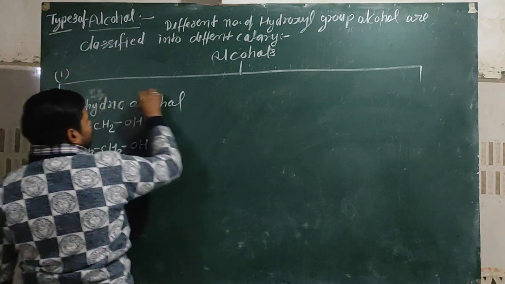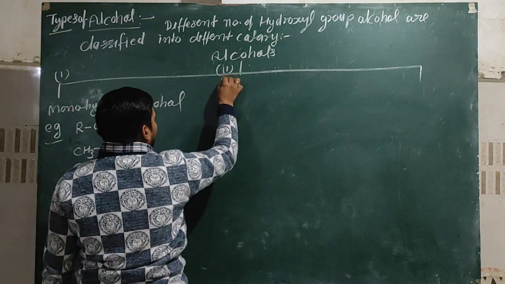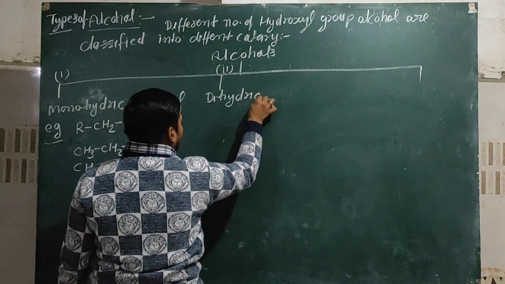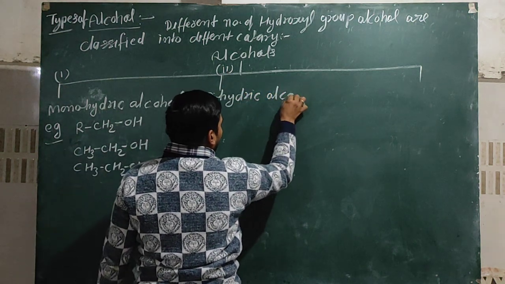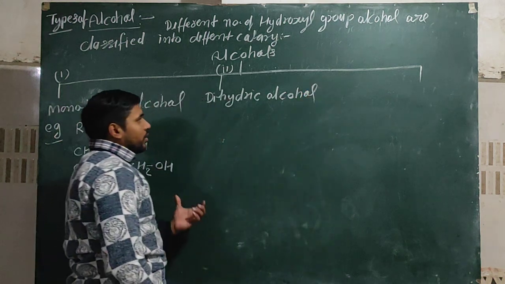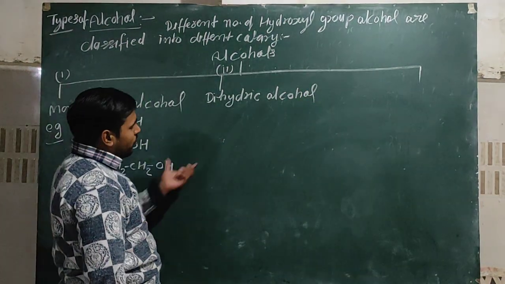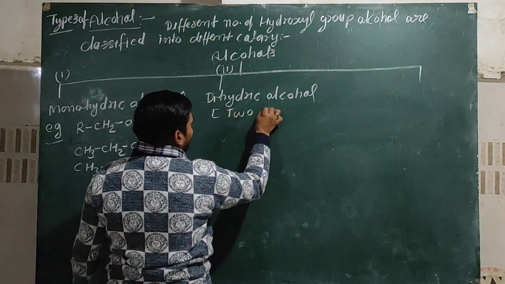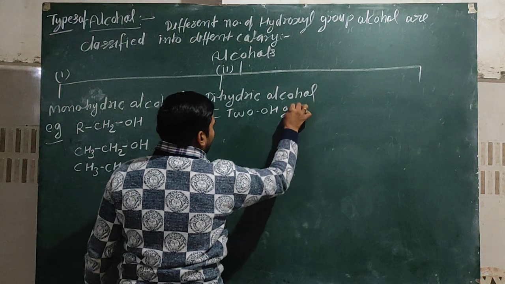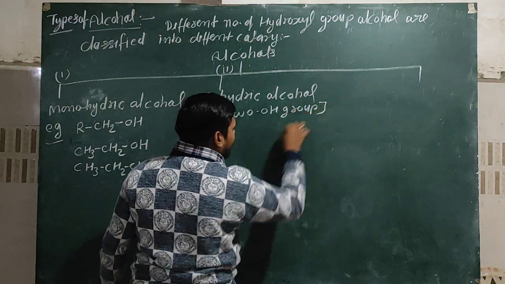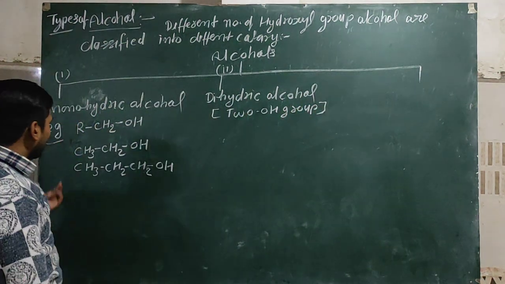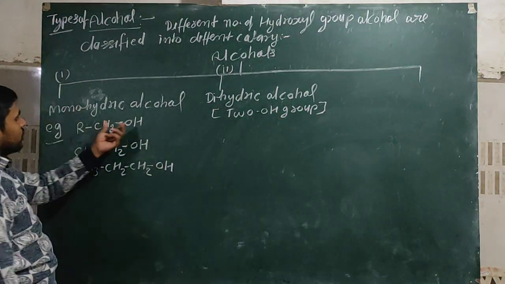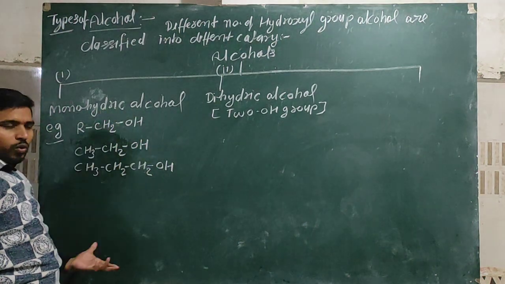Second is dihydric alcohol. Dihydric alcohols are those which contain two OH groups, or hydroxyl groups, in their structure. The alcohol which contains two OH groups in its structure is known as dihydric alcohol, and the alcohol which contains only one OH group is known as monohydric alcohol.